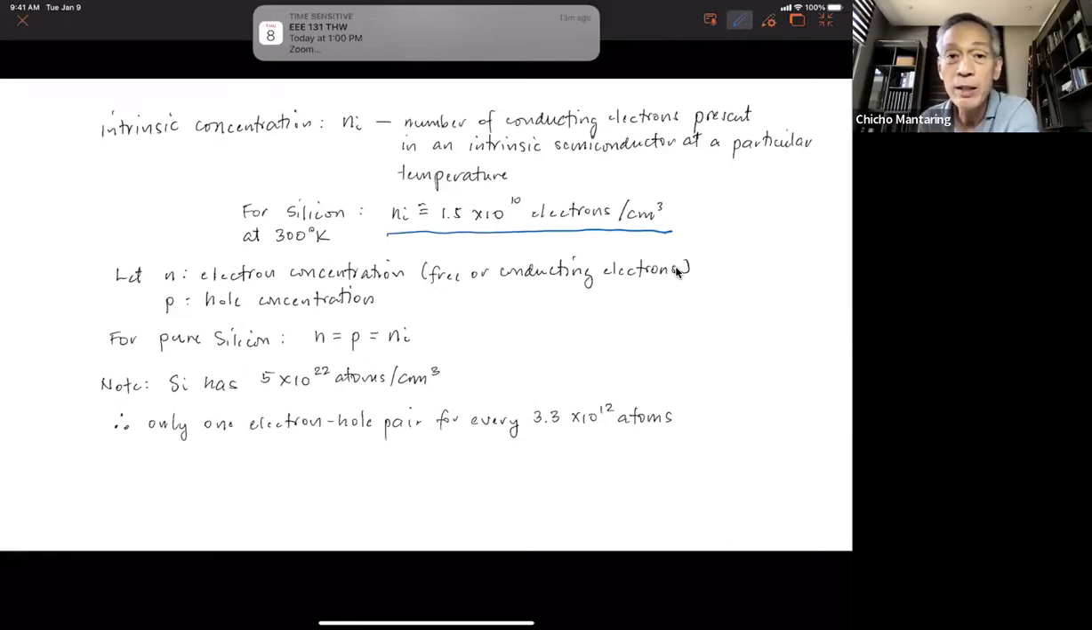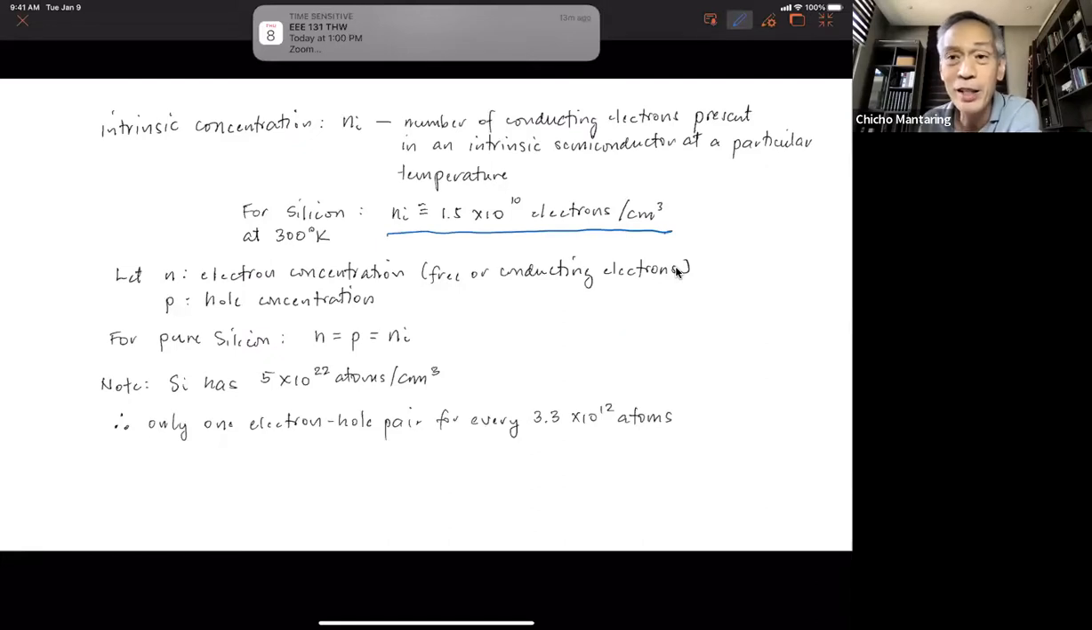Some books say 1 times 10 to the 10. The reference for this course, I just checked it. This is Sedra and Smith. That is the main reference for this course. Says it's about 1.5 times 10 to the 10. So let's use 1.5 times 10 to the 10. This is the intrinsic concentration. That is the number of conducting electrons present in an intrinsic semiconductor.